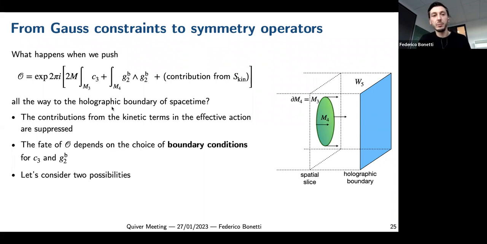And the fate ultimately of this object hinges on what boundary conditions we have for these fields. And a choice of boundary condition corresponds to a choice of global structure in our holographic theory. So instead of trying to do a complete catalog of the possible boundary conditions, let's consider two examples that are illustrative of the analysis.